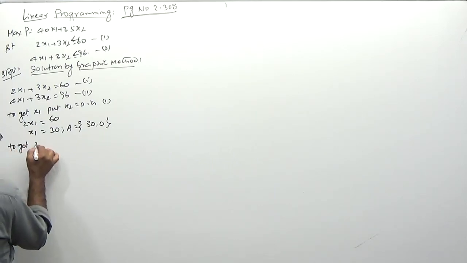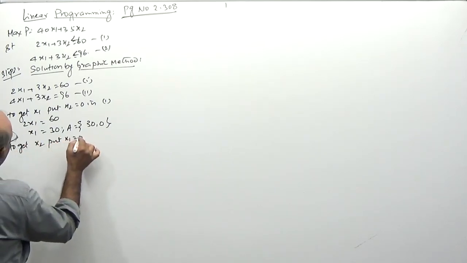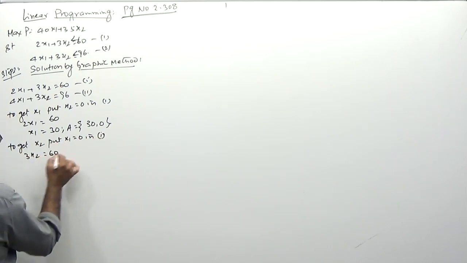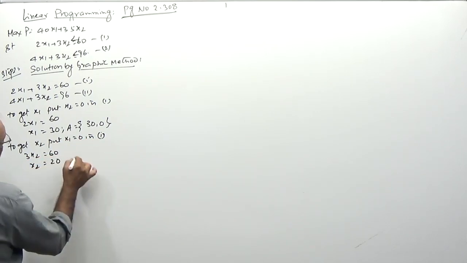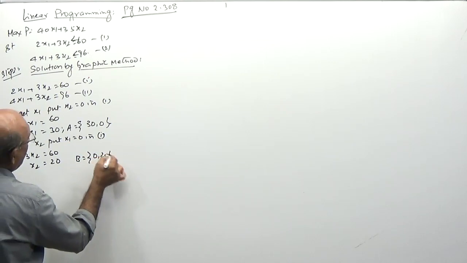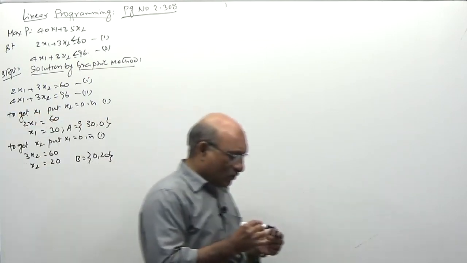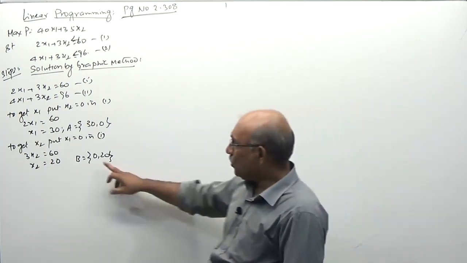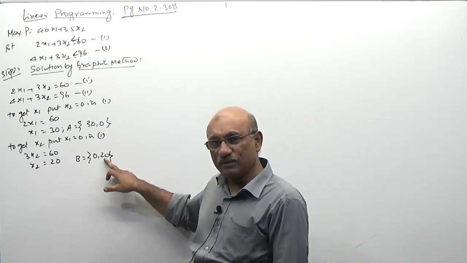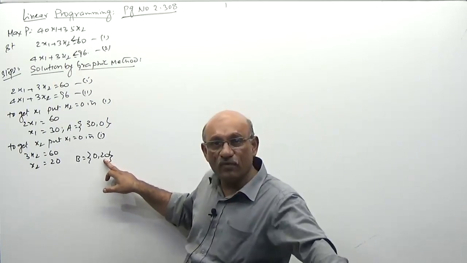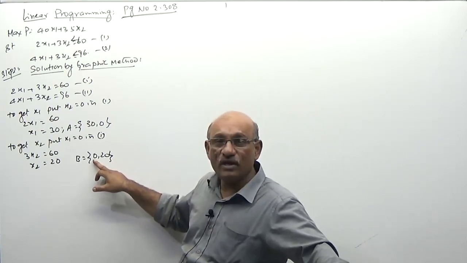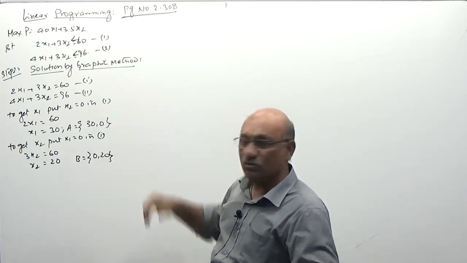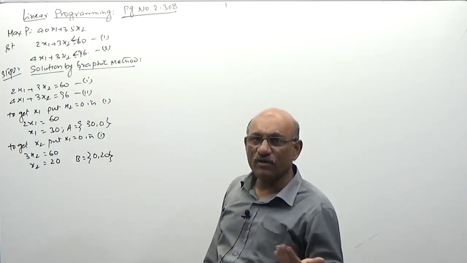To get x2, put x1 equal to 0 in equation 1. 3x2 is equal to 60, x2 is equal to 20. This is the point (0, 20). This is another solution to the given problem, sir. What this solution is saying: produce only 20 units of product B, not even a single unit of product A. Okay. By solving line 1, we have two solutions. Similarly, we can solve line 2 also.